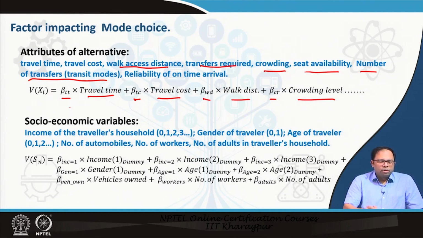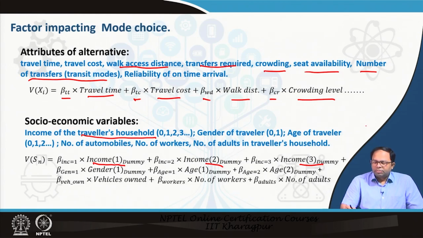Similarly, we have socioeconomic variables. Different socioeconomic characteristics of the user influence the mode choice. For example, the income of the traveler's household, for which there could be many categories. If we have 4 categories, then we can put them inside the model in the form of dummy variables for each category. So, this is income 1 dummy, income 2 dummy, income 3 dummy, and these are the 3 categories which have been taken. If there are 4 categories, we need to have 3 dummies.